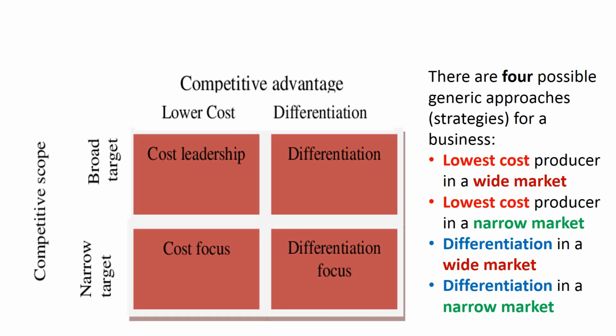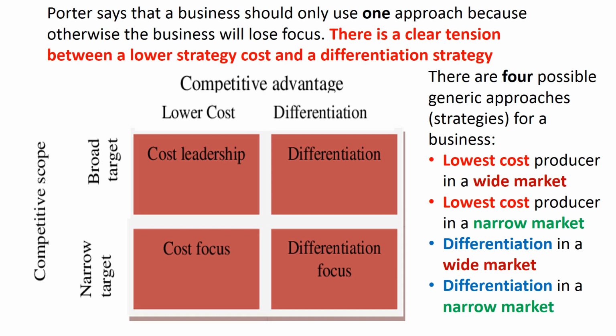When you take each of these possible combinations, you get 4 possible approaches. That is, you can be the lowest cost producer in a wide market, the lowest cost producer in a narrow market, you can differentiate in a wide market, or you can differentiate in a narrow market. Now, I've been over all of that before, so I'm not going to repeat it again. But the key point that I want to make in relation to this slide is that Porter says that a business should only use one approach, that is, one of these 4 possible generic strategies. And the reason Porter says that is that he worries that otherwise a business will lose focus.